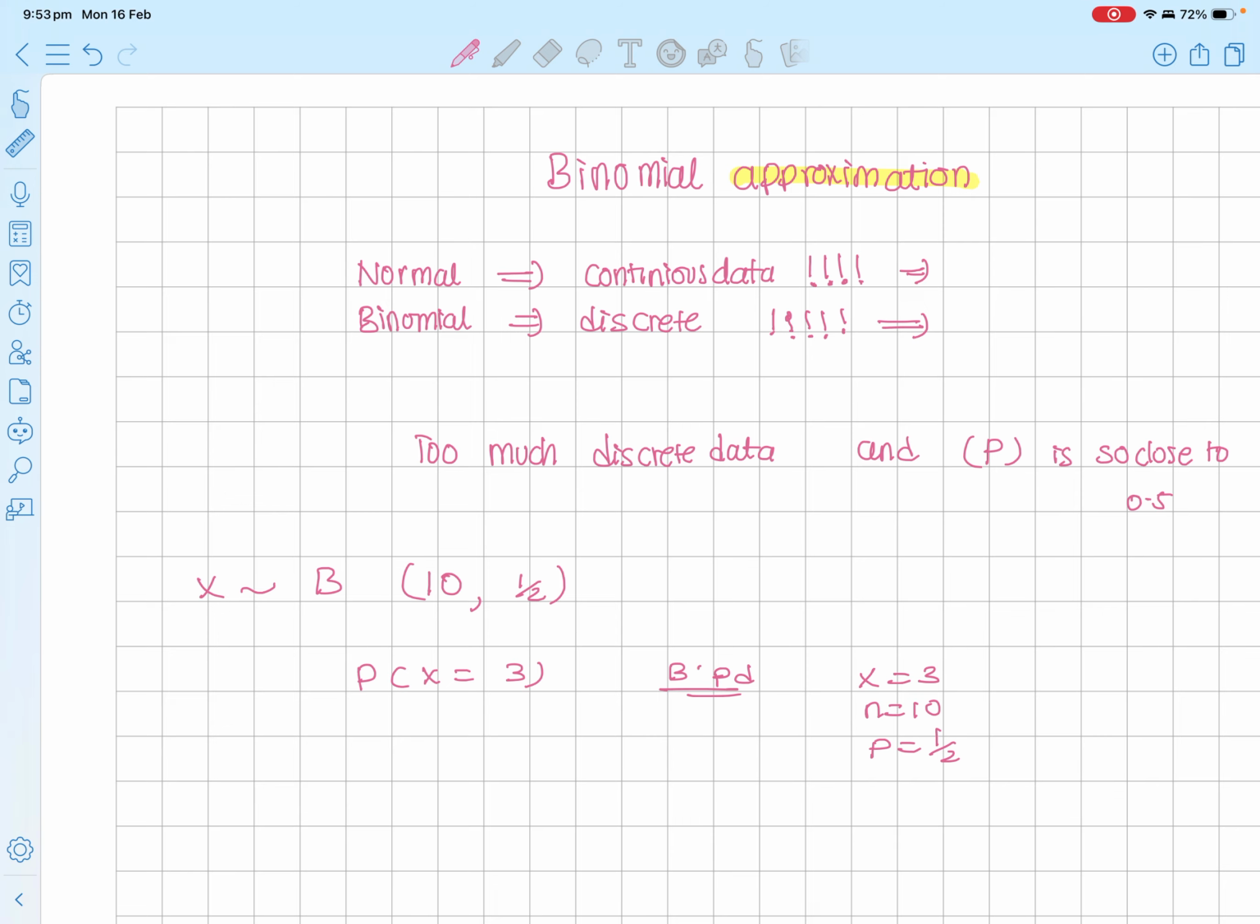If x was greater than 3, we would have done 1 minus the probability of getting less than or equal to 3. We would have done binomial CD because it's cumulative; the options are cumulative, like less than. We would have put x as 3, n as 10, p as half. Once you get the answer, we would have subtracted it from 1. We would have got the answer for more than 3. This is binomial distribution for us.